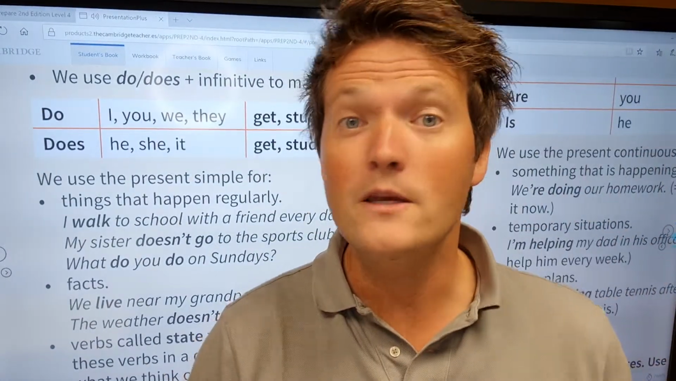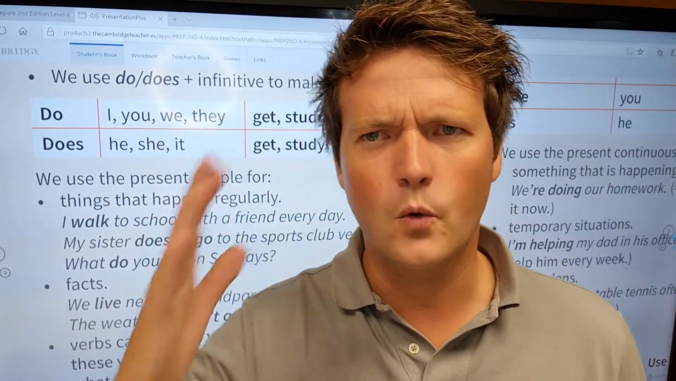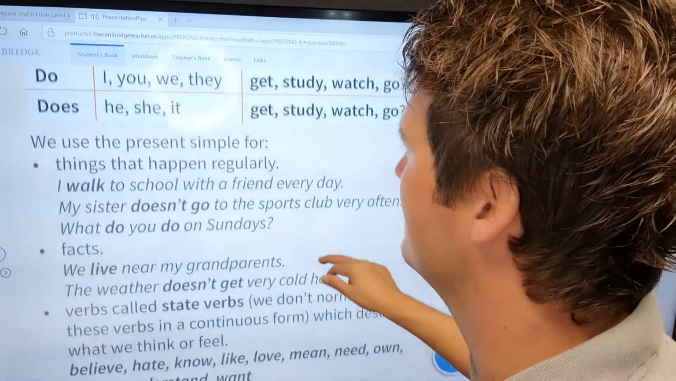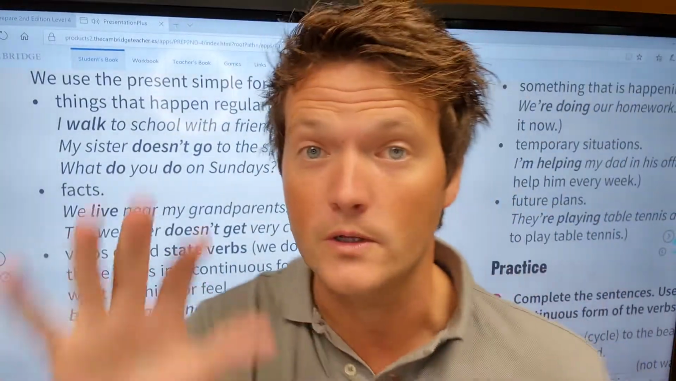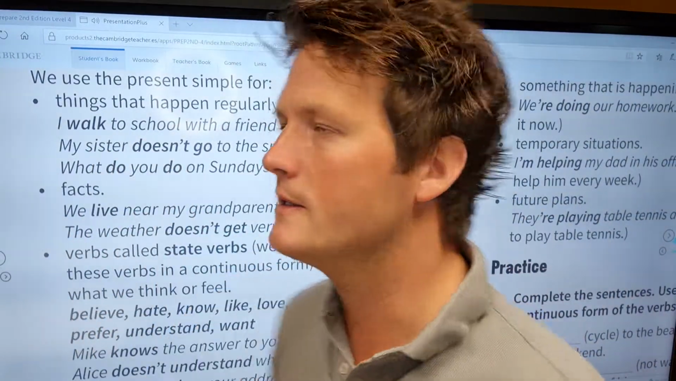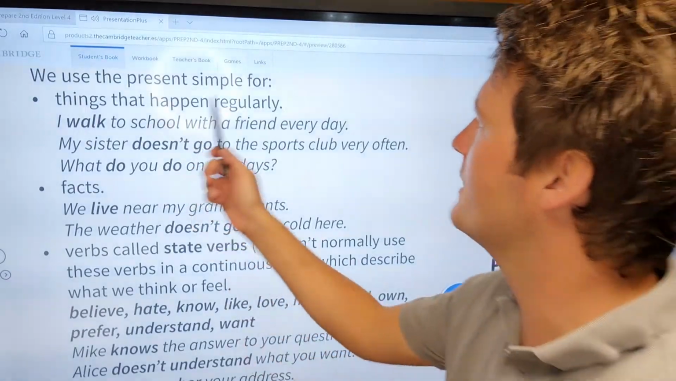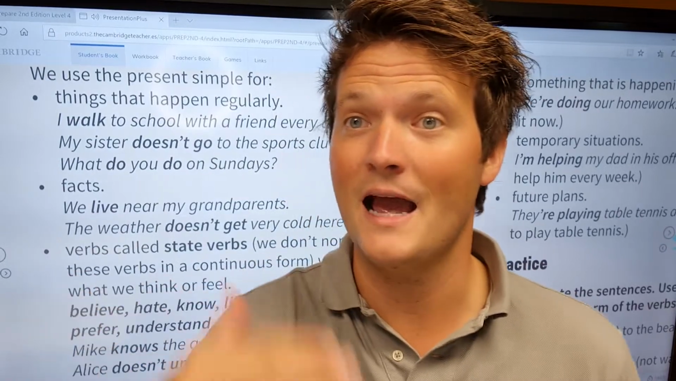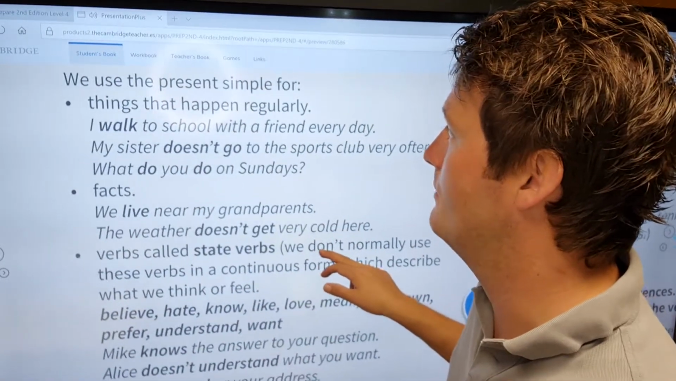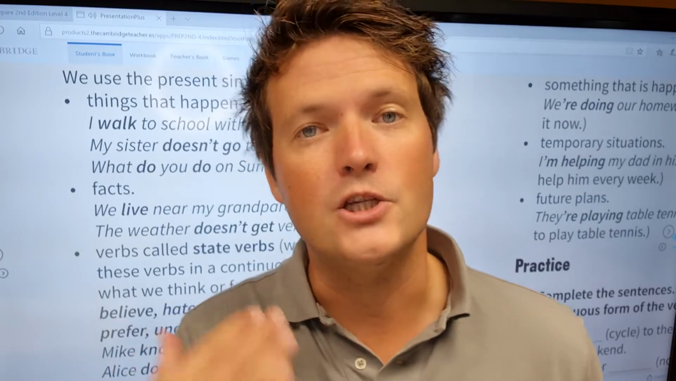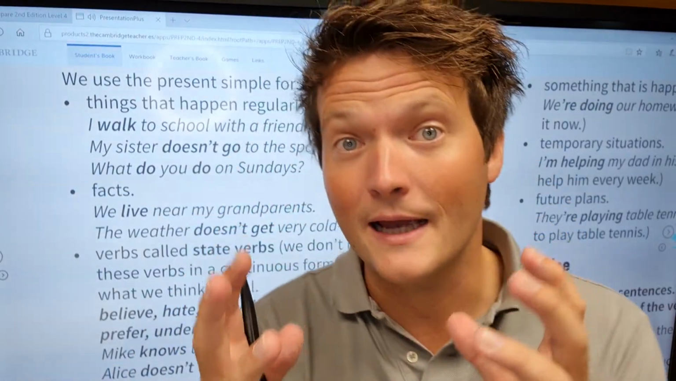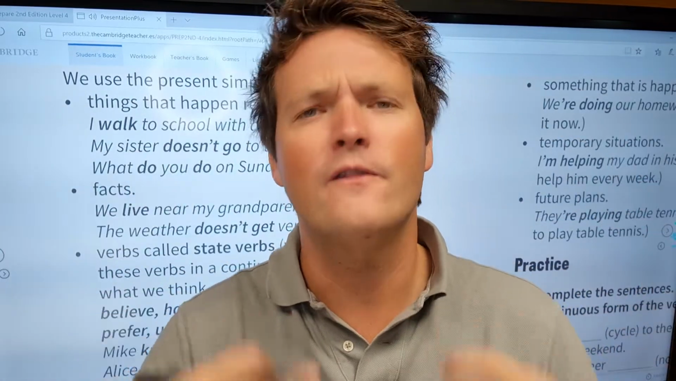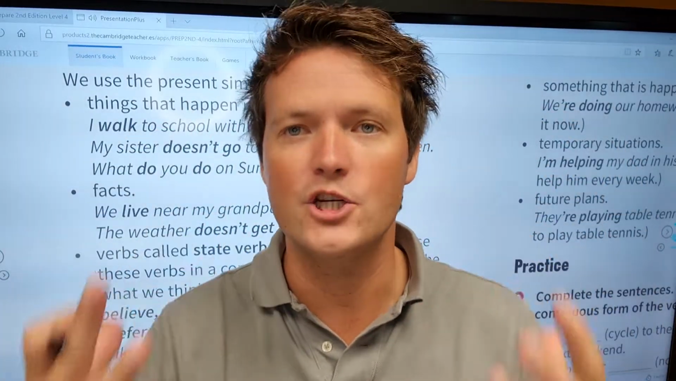Now here's the thing: when do we use present simple? This is quite similar to Latin languages, Romance languages, I think, in general, though there are a few exceptions. It says we use the present simple for things that happen regularly. That doesn't mean they happen all the time or a lot. It just means we are talking about how often something happens, the frequency with which something happens.